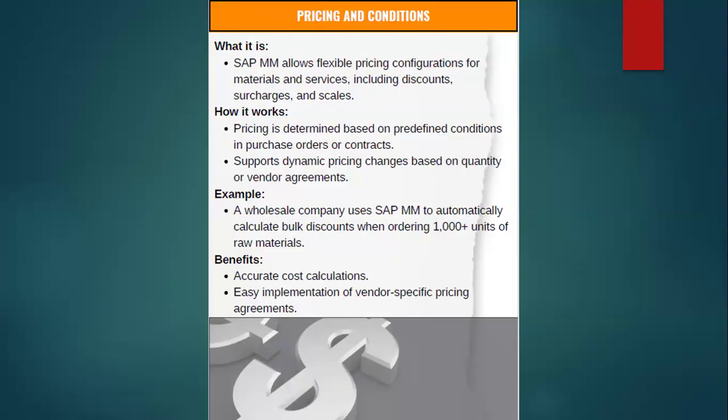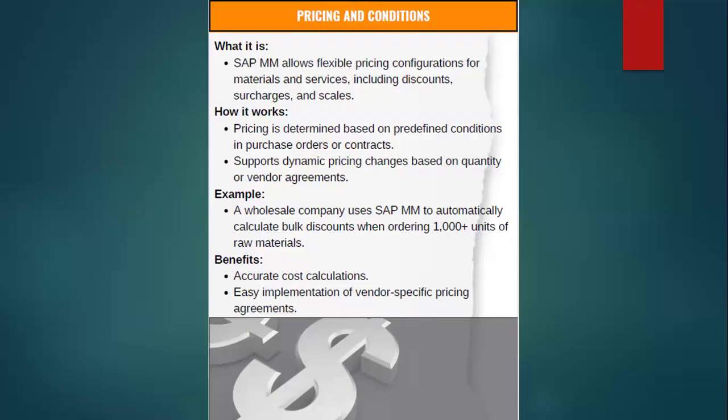Suppose I'm purchasing only 10 quantity, and suppose I'm purchasing 1 lakh quantity. So can I get the same price for both? No, na. So pricing can differ based on the quantity, and also based on the vendor. Maybe some vendor can provide at a lower price. Maybe some vendor can provide at a higher price. So in pricing and conditions, we will be deciding how the price of that component will be calculated.